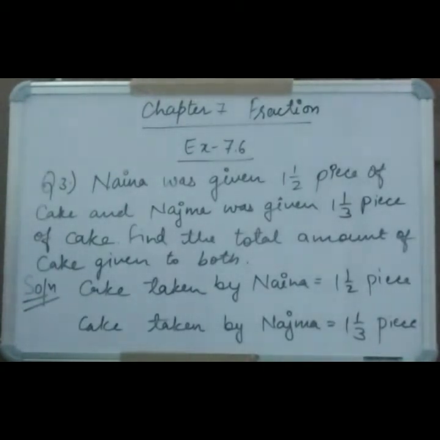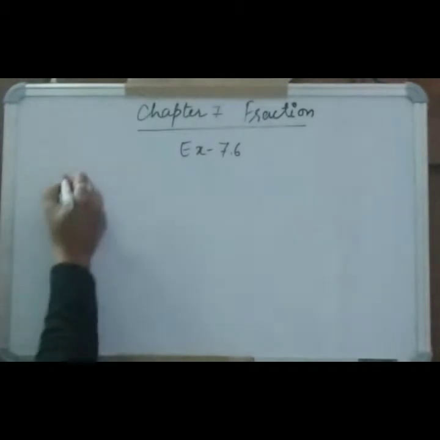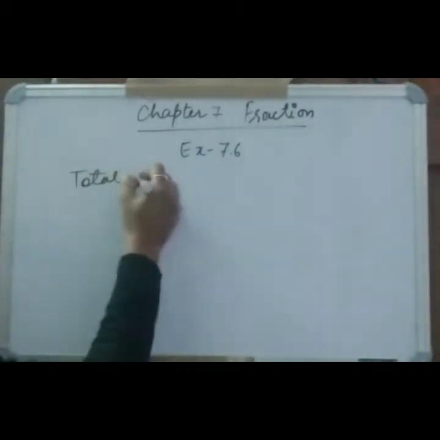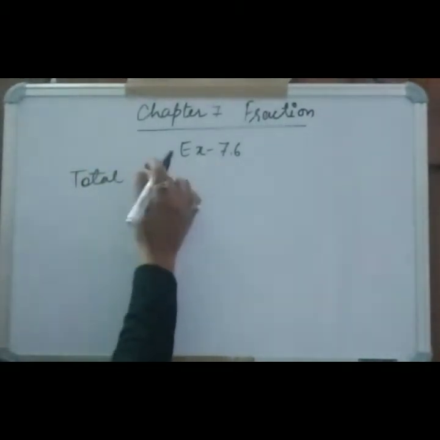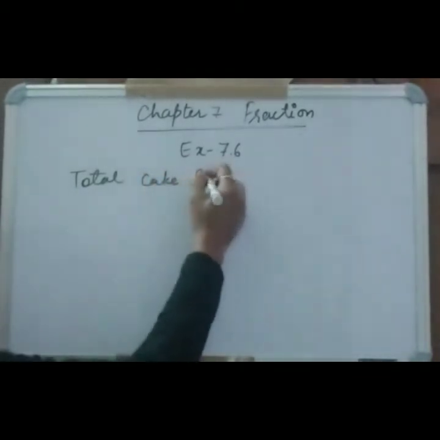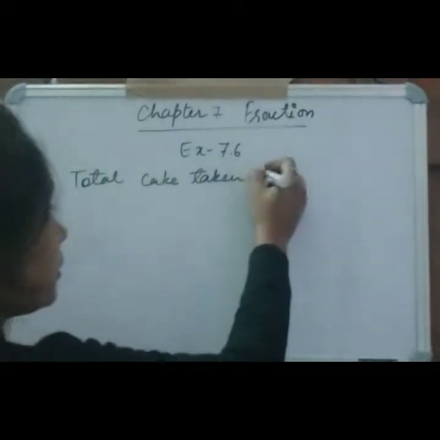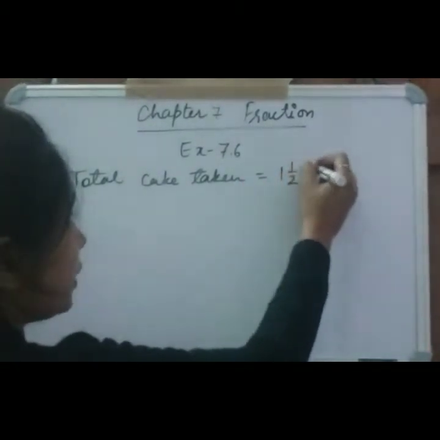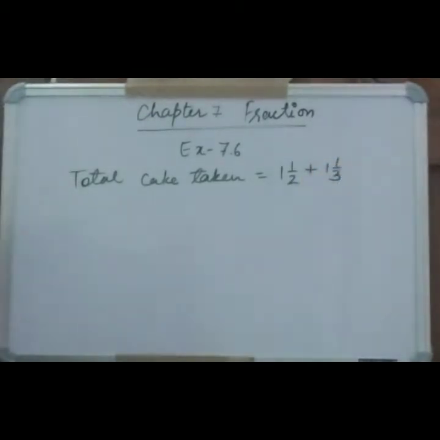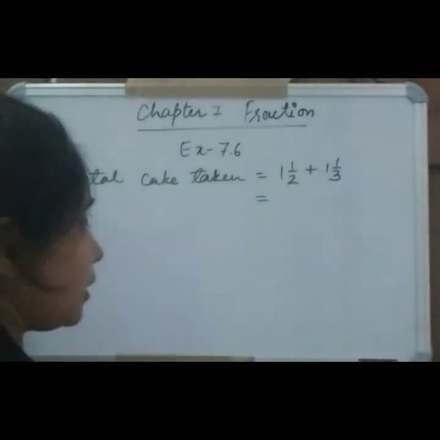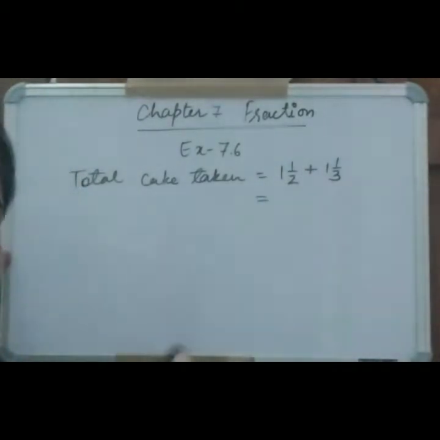Now we have to find the total amount of cake. How will we find it out? We will just add them. Total cake taken is 1 whole 1/2 plus 1 whole 1/3. Now what will you do? These are given as mixed numbers, so we will first convert them into improper fractions.